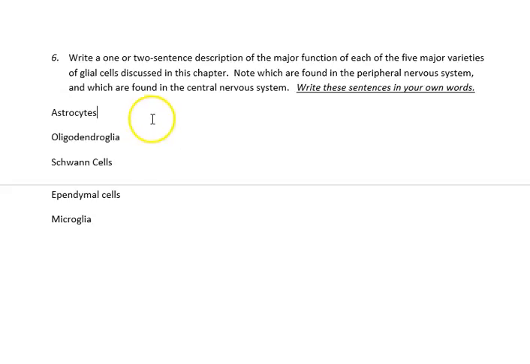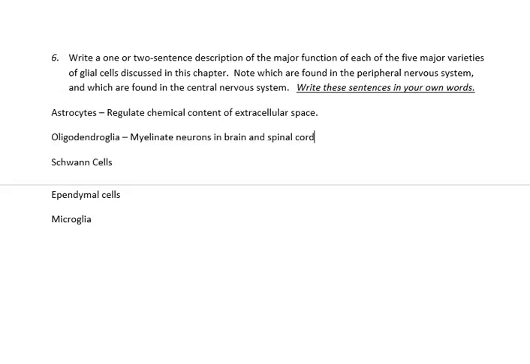Okay, so the astrocytes regulate the chemical content of the extracellular space, and then the oligodendrocytes myelinate neurons in the brain and spinal cord. Okay.